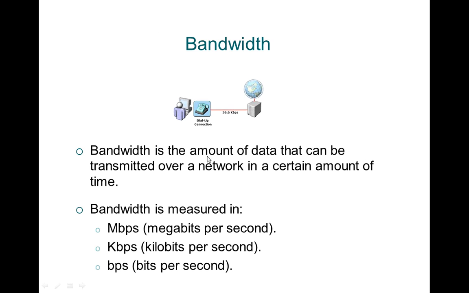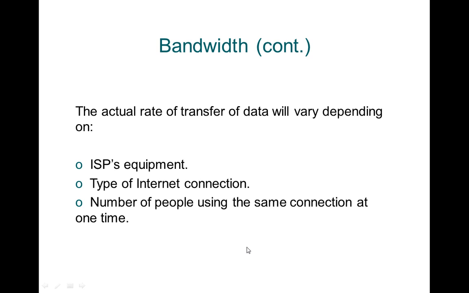This says bandwidth is the amount of data that can be transmitted over a network in a certain amount of time. This is the amount of data, meaning the quantity of data that can be transmitted. Transmitted means exchanged or communicated over a network in a specified amount of time. That is the bandwidth. Bandwidth is measured in either Mbps, that is megabits per second, kilobits per second, or bits per second.